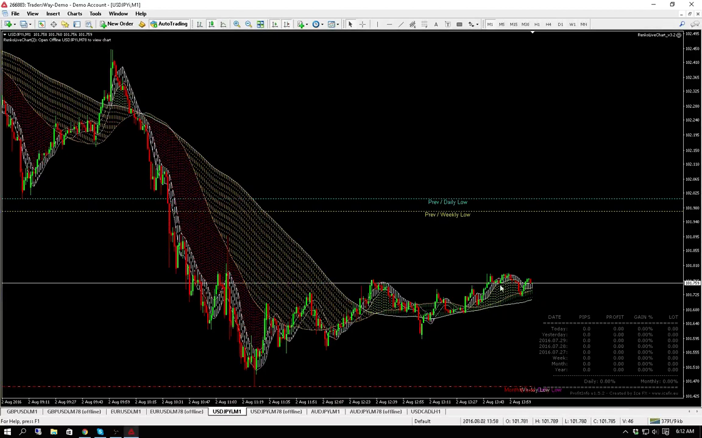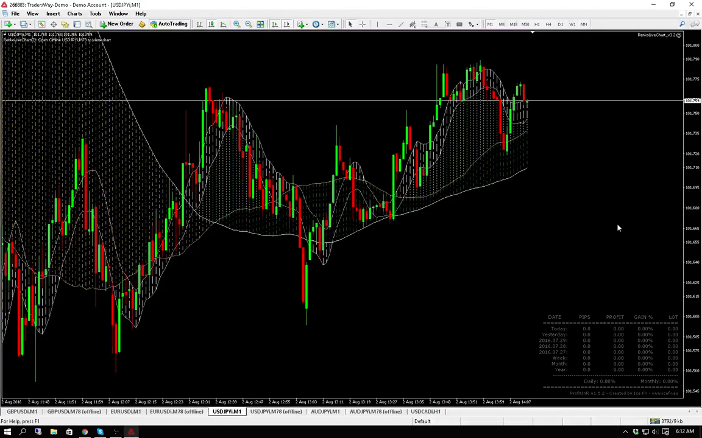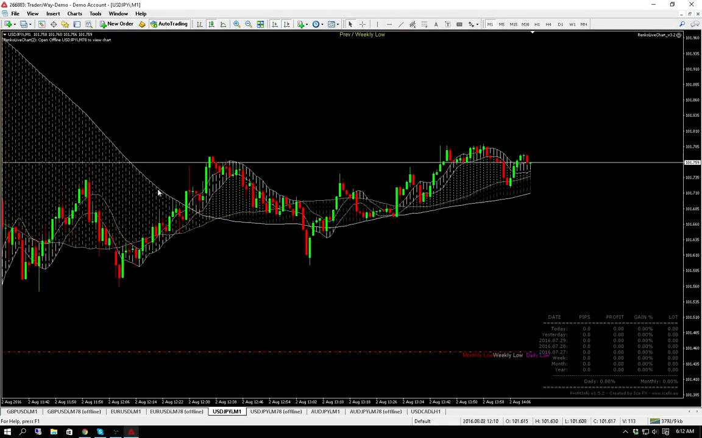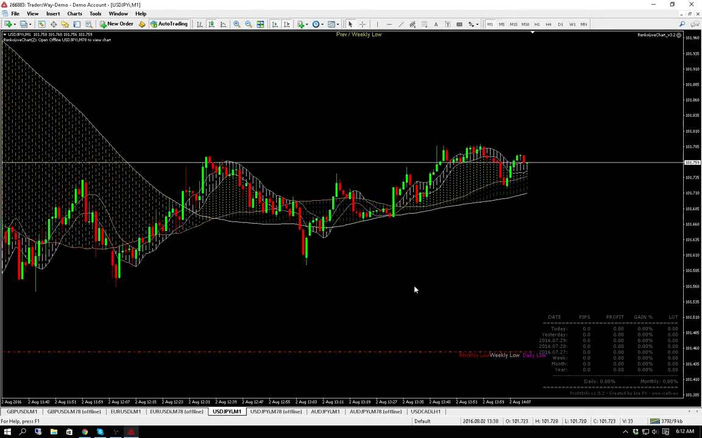Let's zoom in on it. Not a lot of momentum. It's just kind of coasting along, moving upwards is what we're seeing.